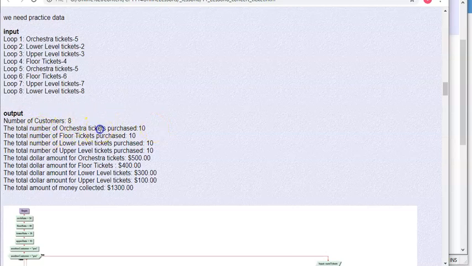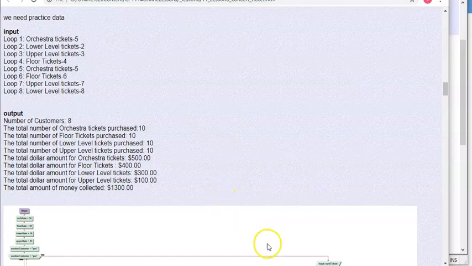The total number of orchestra tickets has to be an accumulator also, because a person is going to say, I want 5 orchestra tickets, and we need to keep that 5. Then when another customer comes in and asks for another 5, we need to add those two 5s together to come up with a 10. So those are our accumulators. So, counter, accumulators. Now the dollar amount for each one, for orchestra tickets, is simply how many tickets times the ticket rate. That's just plain math.